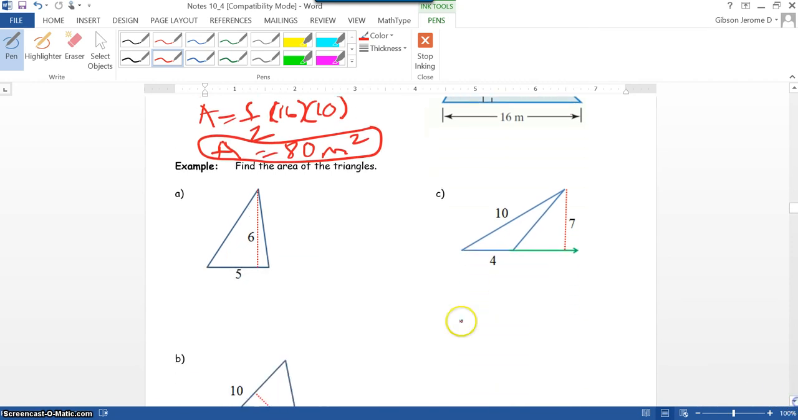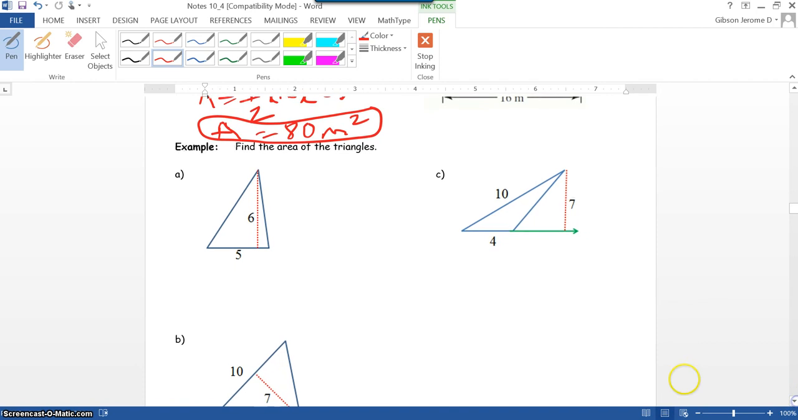Now, we come down here. We have a few other triangles here we need to solve. And we use the same formula. Area is equal to 1/2. The base here is 5. And the height is 6. So area is equal to, this will give us 15.